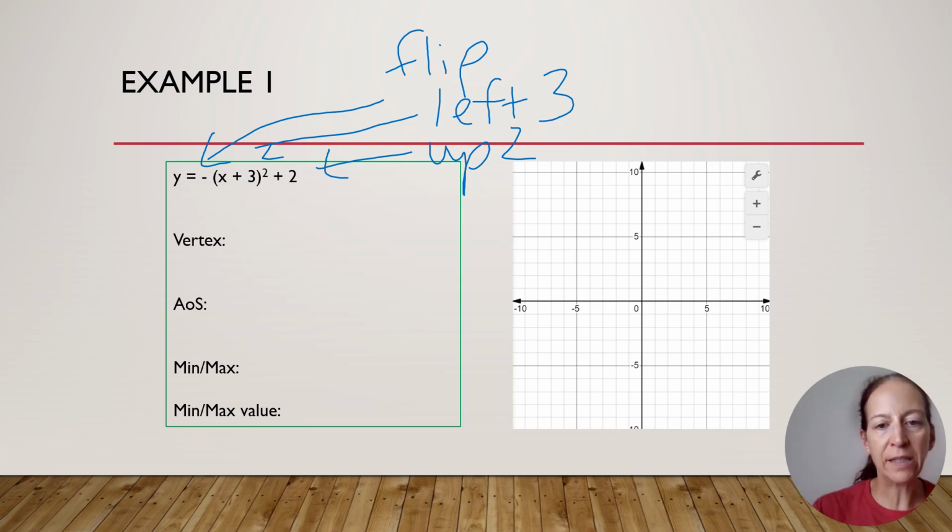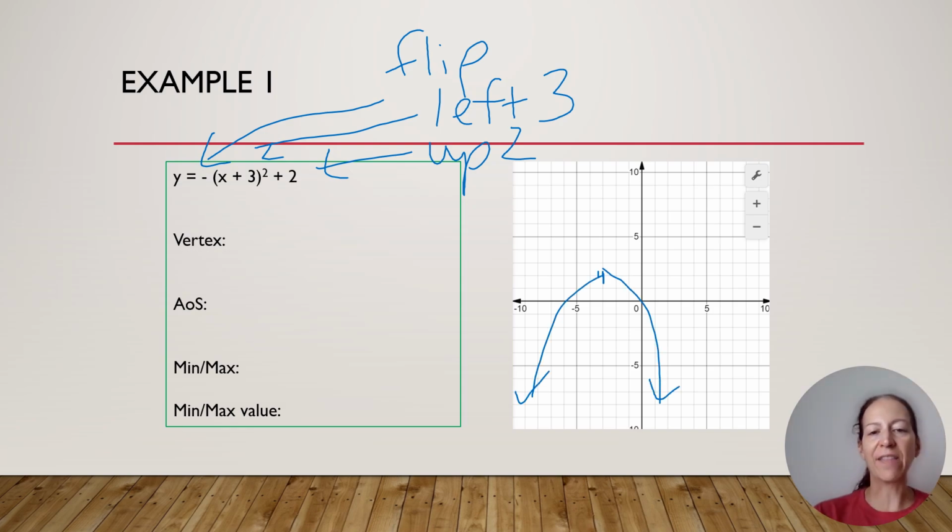You probably can't see my pointer. Maybe you can though. There's my vertex right there. Let me make a point. There we go. It's supposed to be right there. If I do that with my finger, it's going to get messed up though. And then it is flipped over, so it would look something like that. And that point again is supposed to be at (negative 3, positive 2): left 3, up 2.